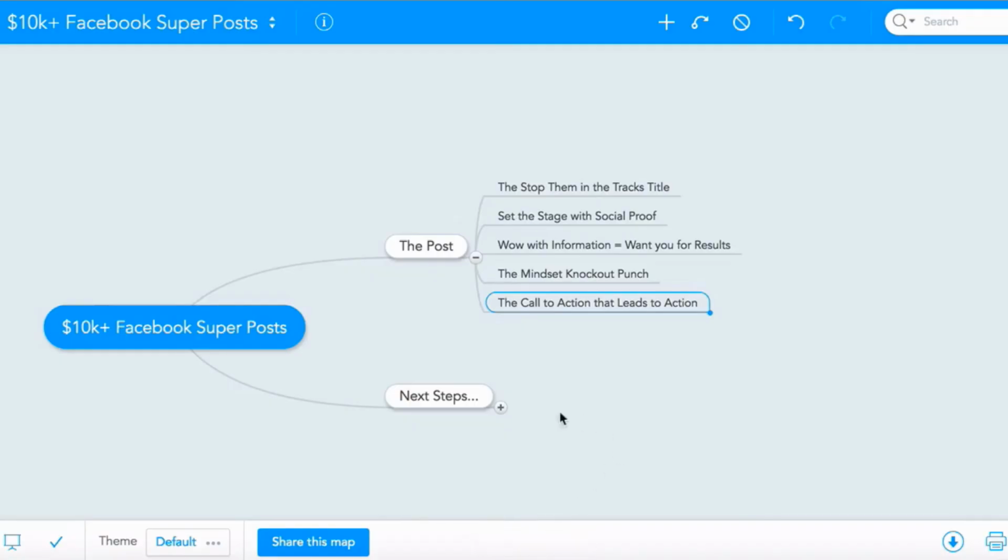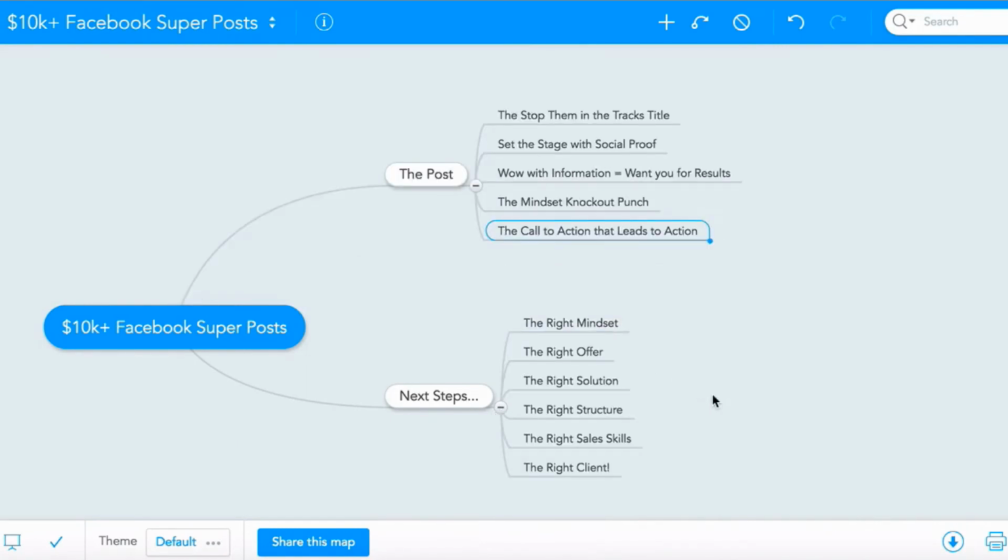But I also want you to realize that once you've written a super post, that's not enough, because what you also need to have is the right mindset. You need to have the right offer. You need to be able to offer the right solution. You need to have the right structure in your business. You need to have the right sales skills. And ultimately, that's what leads to the right client. Just a super post alone isn't going to be enough to get you those clients that you need. It's part of a process, part of a system.